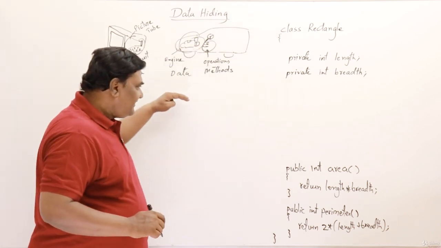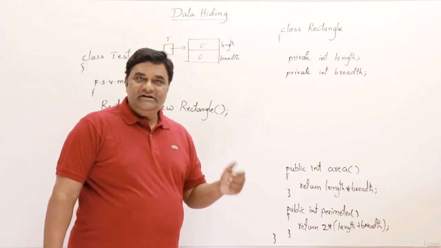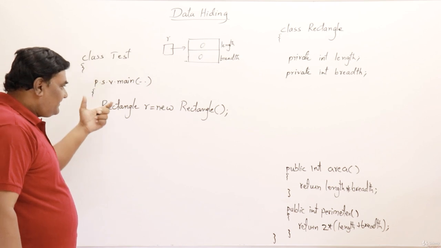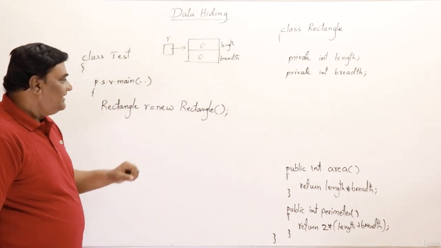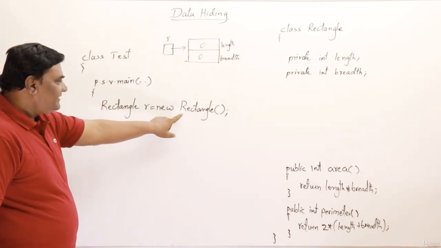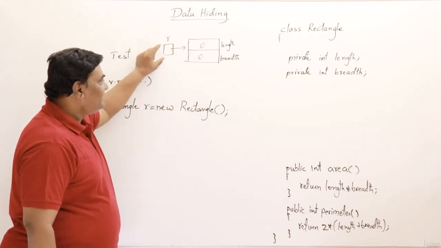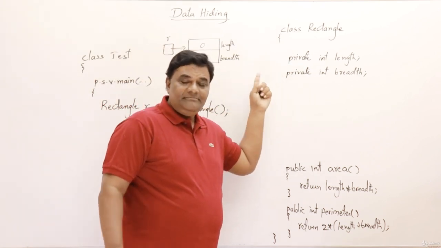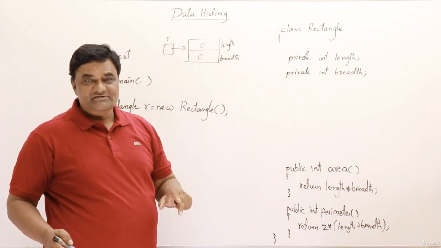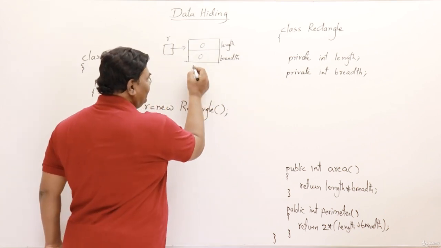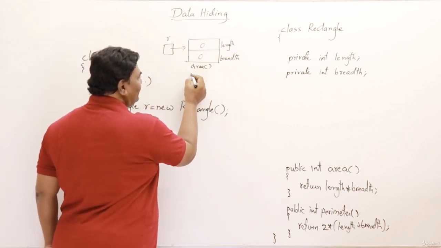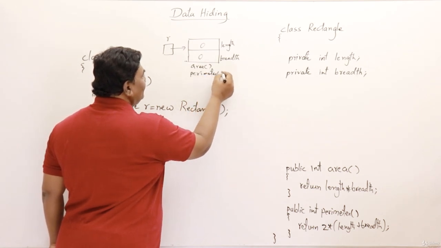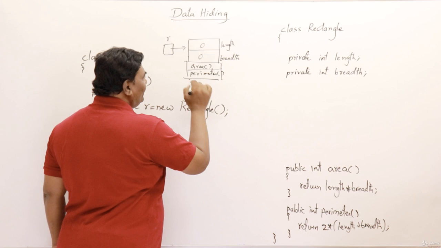Let us see. Here I will write some code, then I will discuss it. I have a class Test, and inside it public static void main. Here I am creating an object of that class. When I create the object, Rectangle r = new Rectangle, this object is created, r is a reference, and this object has length and breadth because these properties are there. Usually we don't show the methods, so I did not write them, but I will include them again. Area and perimeter are also there. So everything is inside this object.